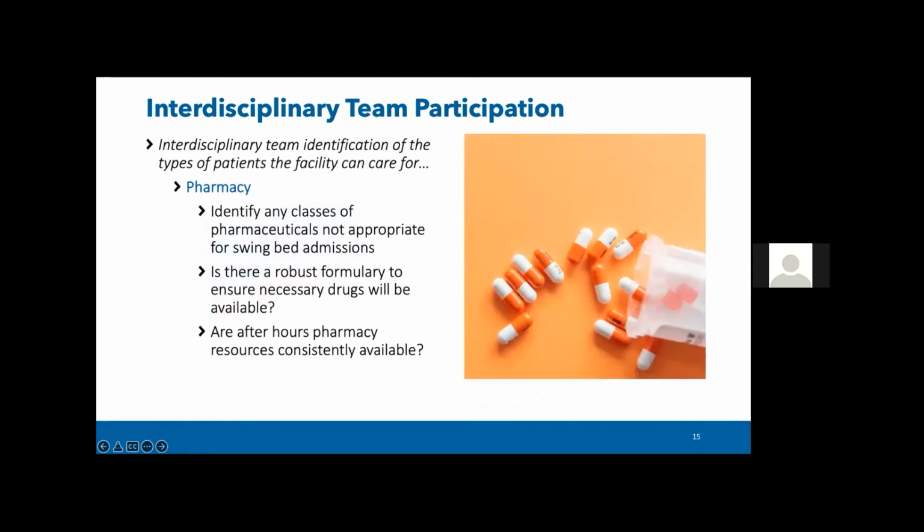And pharmacy. So again, the involvement of pharmacy, making sure that we identify any medications that may not be appropriate for swing bed. Do we have a robust formulary, with all the necessary drugs and medications available? And if we don't, can we get them? Is there an after-hours pharmacy or any type of resource where we can get medications to support those swing bed admissions, if that's not something we have readily available in our hospital?